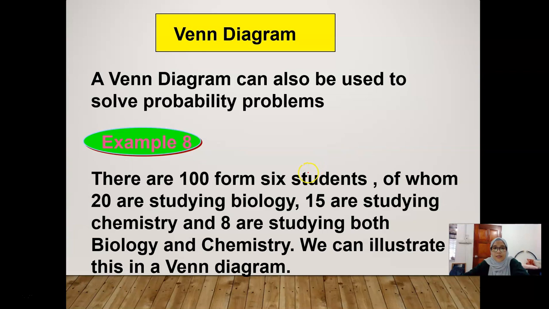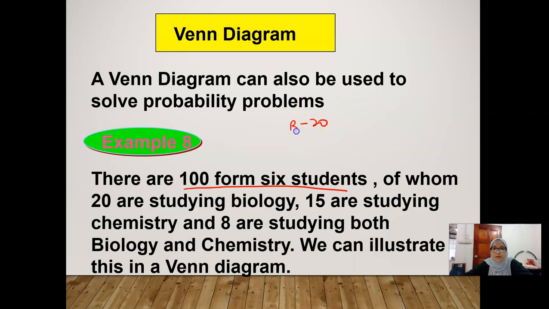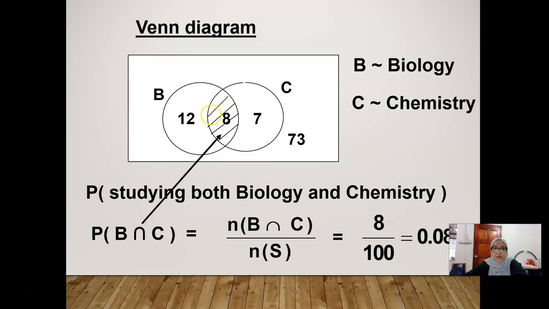Okay, we can also write it in a Venn diagram. A Venn diagram can also be used to solve probability problems. For this example, there are 100 form 6 students, 20 studying biology, 15 chemistry, 8 studying both biology and chemistry. We can illustrate this in a Venn diagram. Okay, you have 100 students, biology 20, chemistry 15, biology and chemistry, this one is the intersection, is 8. So this is the one that intersects together, biology and chemistry.